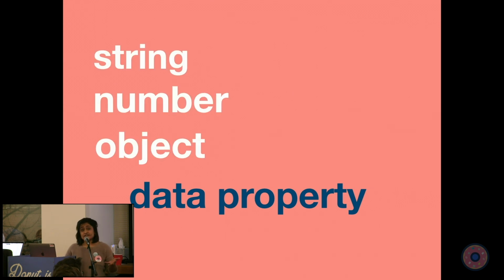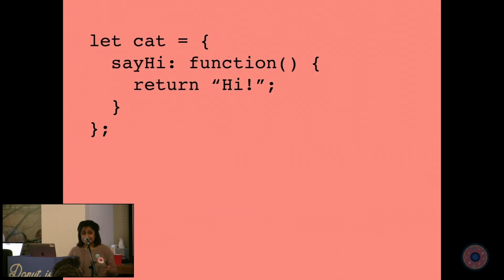The interesting thing is that a data property can be equal to a lot of things. So it could be a string, it could be a number, it could be another object. It could also be a function. So here's another property on our cat. Our cat's getting a little sassier now. It has this sayHi property, and it's very cheerful. It's like, hi. But this is just a data property.